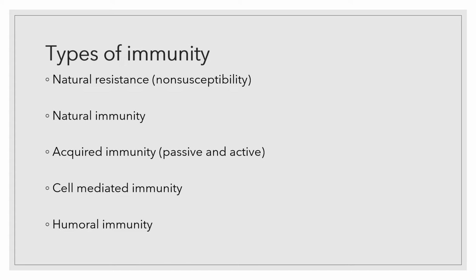Then we have cell-mediated immunity. It is a protection by sensitized T cells, or production of sensitized T cells. And we have humoral immunity, which is when B cells are sensitized and they produce antibody.